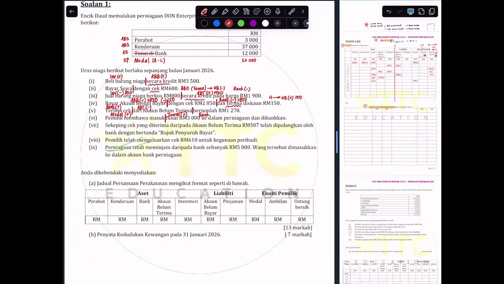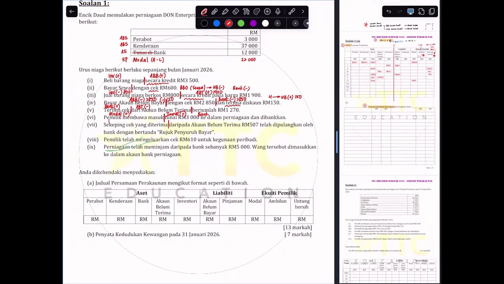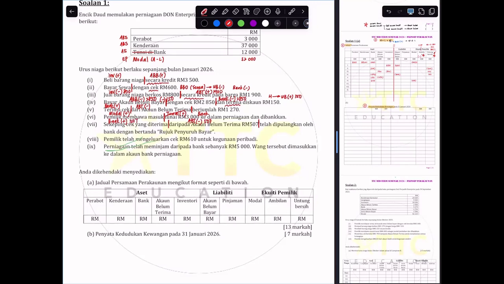Okay, then number 7. Sekeping check yang diterima. Okay, we receive a check. Check means account bank, right? If you receive check, that means you receive money in bank. Bank money is getting more. Daripada ABT. Okay, if you receive money from ABT, affecting ABT lah. ABT is getting more or less? ABT means haven't received less, because after receive money, of course the balance haven't received is getting less ma. Getting less by 507. Bank also increased by 507.